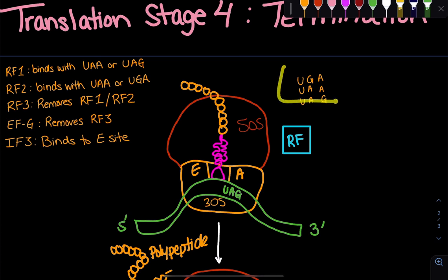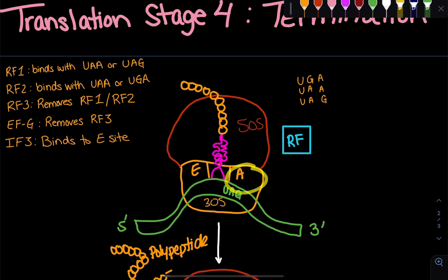So there are 3 stop codons that we are most familiar with, and that is UAA, UAG, and UGA. So if we reach a stop codon that says UAG, UAG is one of our stop codons, the ribosome is going to stall for a bit until a release factor comes in. This release factor is RF1. RF1 is going to bind to the A site of the 30S subunit.